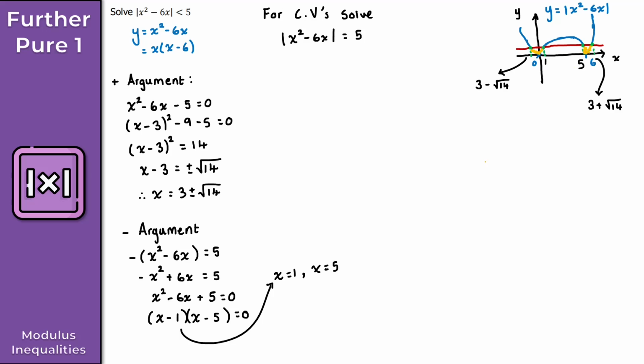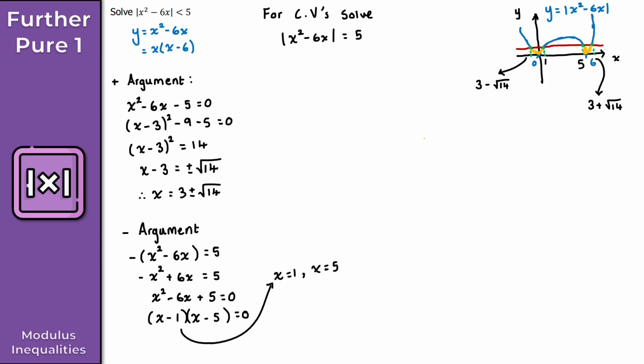So hopefully that's kind of clear from my diagram. So obviously at this point, the modulus function is greater than 5, right? It's above the red line. Again here, anything to the left of this is above, and then same again to the right. So basically you just want to be below, which is these 2 points here.